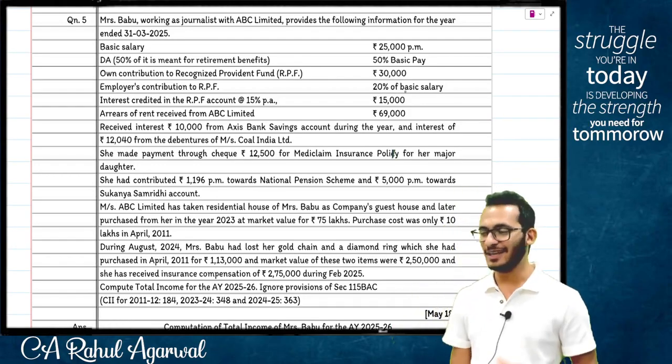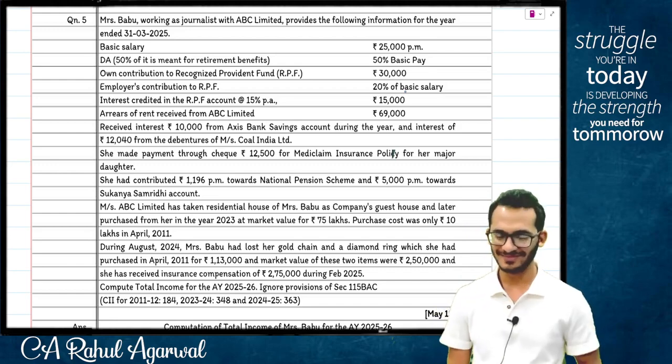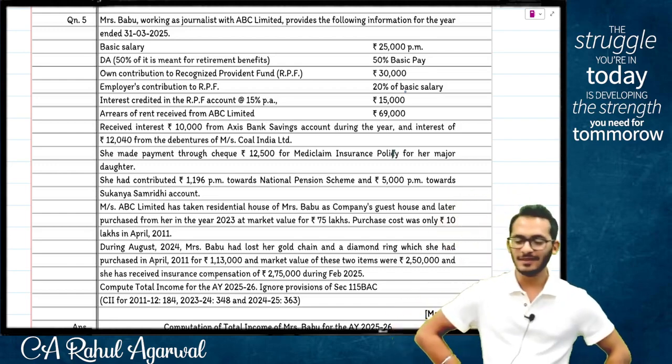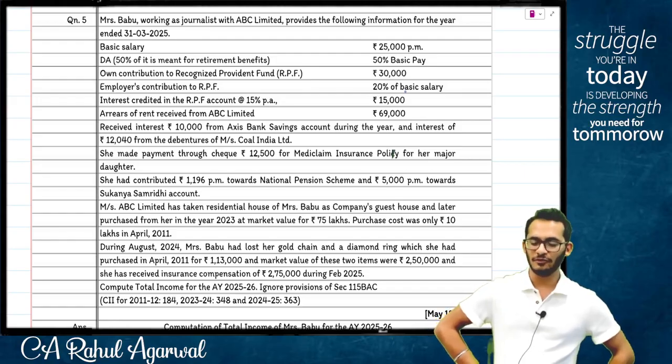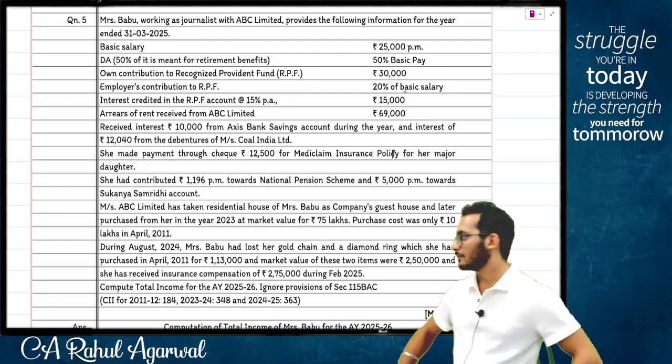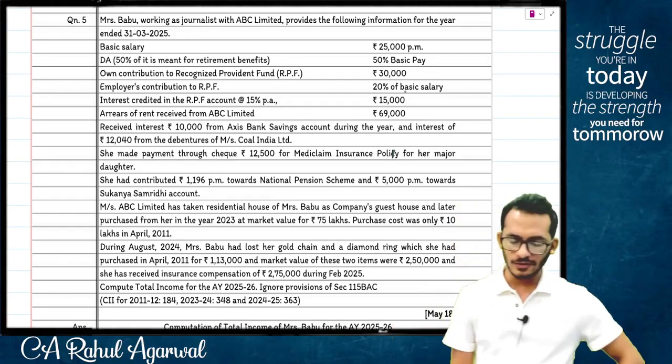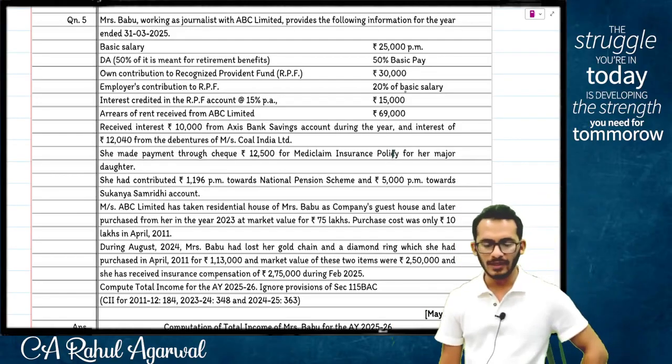I have good questions for writing. Mrs. Babu is working as a journalist with ABC Limited and has provided you the following information. You are required to compute the total income, ignoring the provisions of 115BAC.